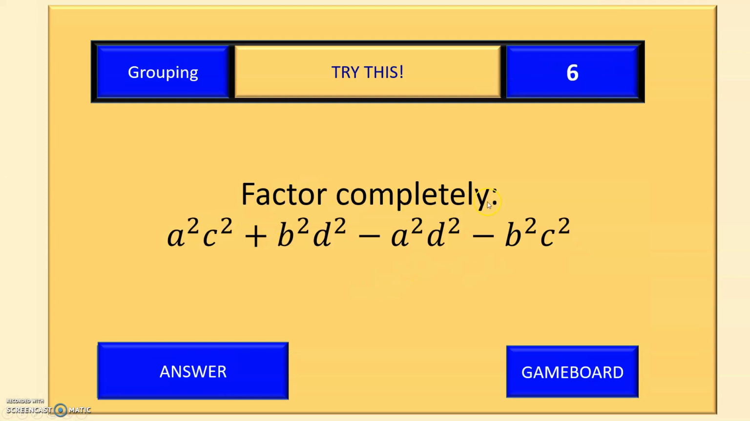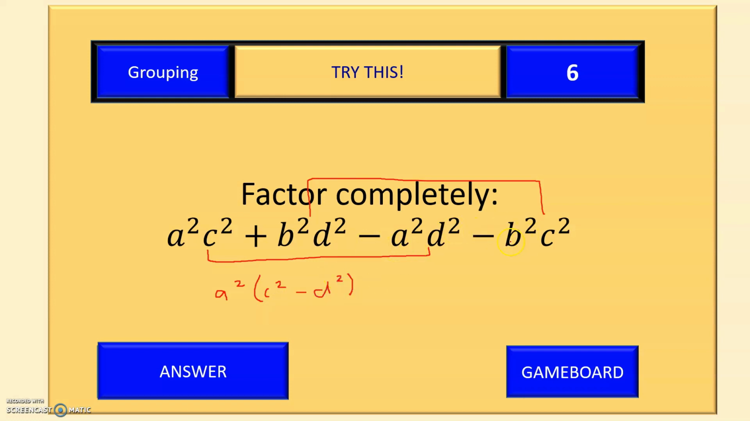Let's have factoring by grouping for 6 points. Factor completely: a squared c squared plus b squared d squared minus a squared d squared minus b squared c squared. Masyadong mahaba. Okay, actually, again, it's a matter of grouping. So, I can group yung may a squared, then yung may b squared.